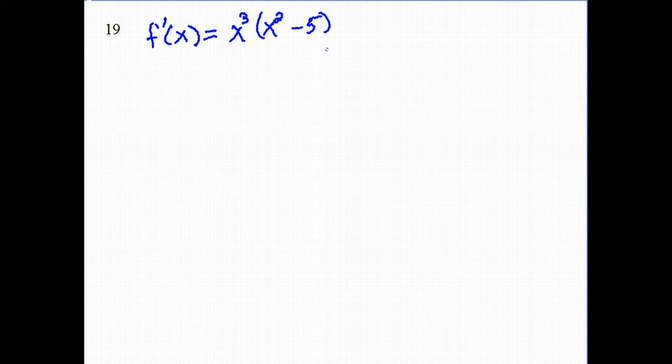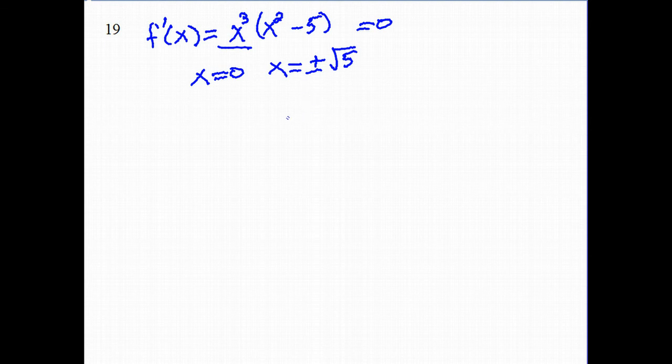Okay, well, critical points are going to happen when f prime is either equal to 0 or undefined. Since it's a polynomial, there are no points of discontinuity, no points of non-differentiability. So therefore, it's only going to happen when f prime of x is equal to 0. So we set this equal to 0, and so that means x equals 0 for this piece, and that means that x equals plus or minus radical 5. And so these are our 3 critical points.